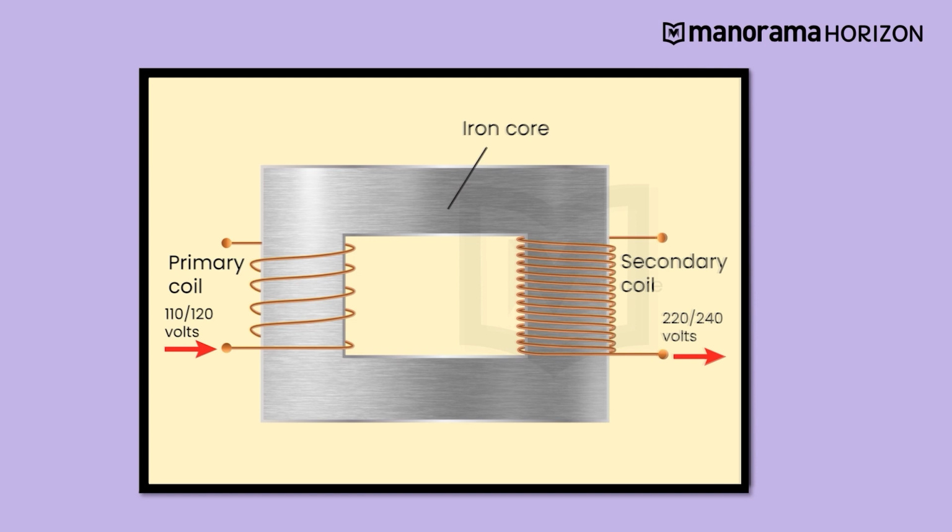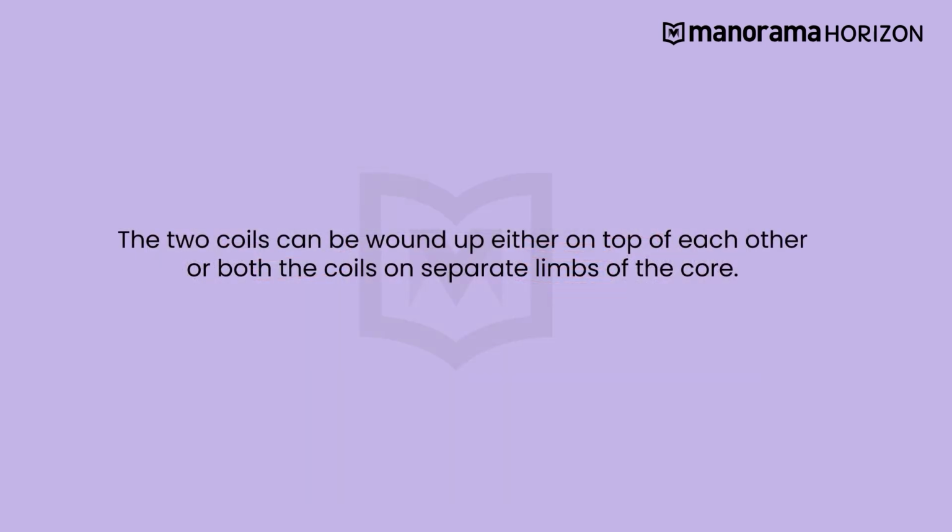So here is a schematic diagram for a transformer. You can clearly see that in this case, there are two coils which are wound separately, the primary coil and the secondary coil, and both of them are wound around a soft iron core. The two coils can be wound up either on top of each other, or both the coils can be on separate limbs of the core.